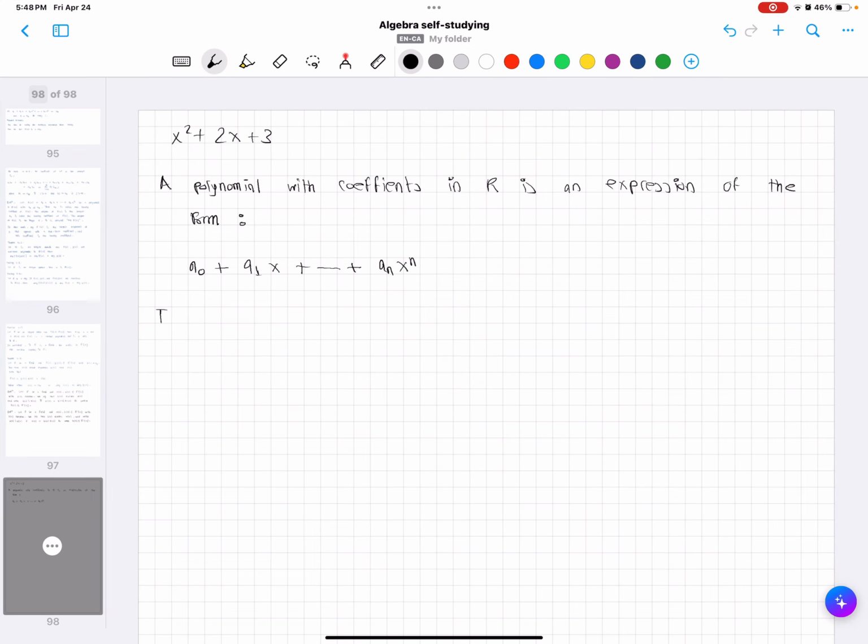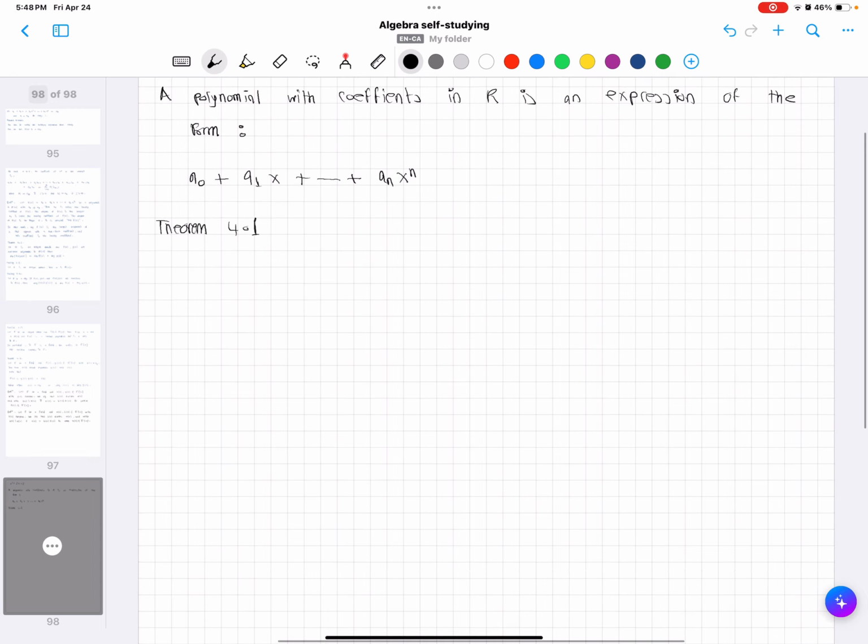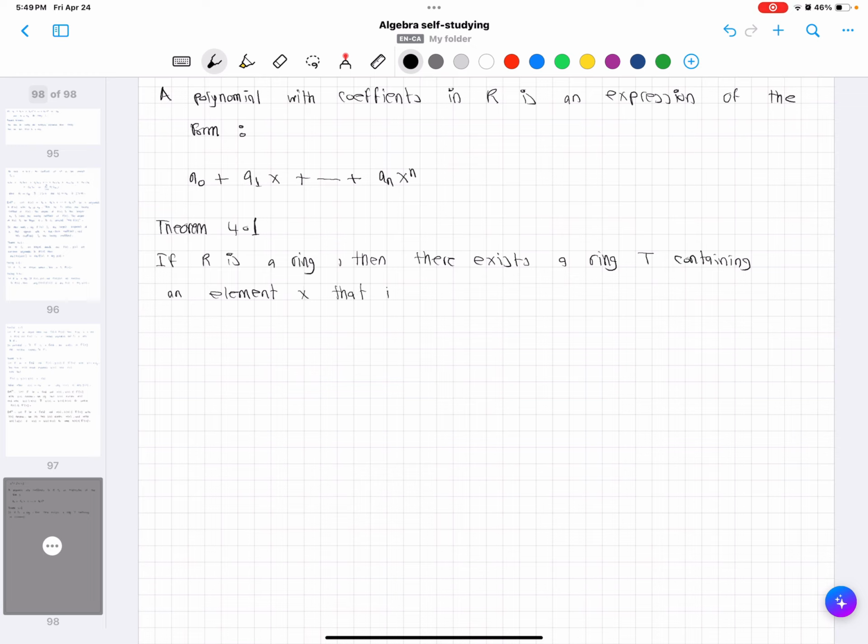Theorem 4.1. If R is a ring, then there exists a ring T containing an element X that is not in R and has the following properties.